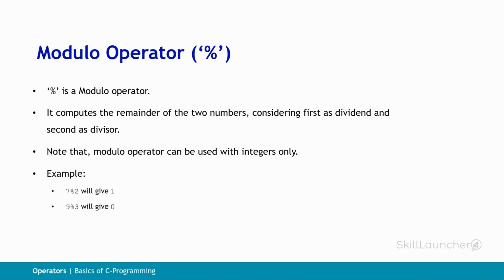Now let us see an example. 7 modulo 2. Here 7 is the dividend and 2 is the divisor. When we divide 7 by 2, we get the remainder as 1. So 7 modulo 2 will give us 1. Similarly, 9 is completely divisible by 3. So 9 modulo 3 will give us the remainder 0. Now if we try doing 7.0 modulo 2, here 7.0 is not an integer. It becomes a floating point number. But we have learned that modulo operator operates only on integers. So it will throw an error of invalid operands.